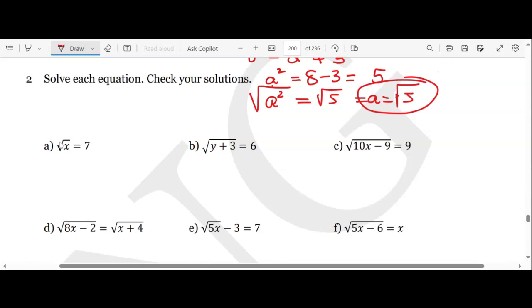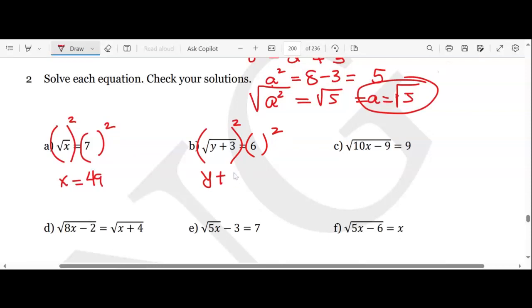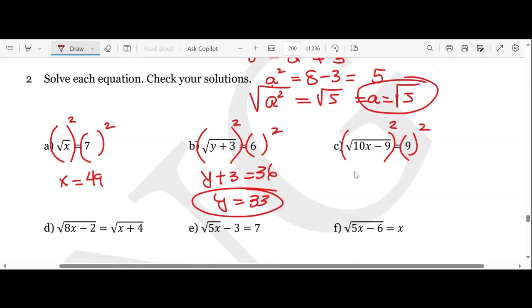Next, repeat after me. To get rid of the square root, square it. To get rid of the square root, square it. So what's the answer? So y equals what? 33. 1 plus 9. Yeah, you subtract. To get rid of the square root, you square it.